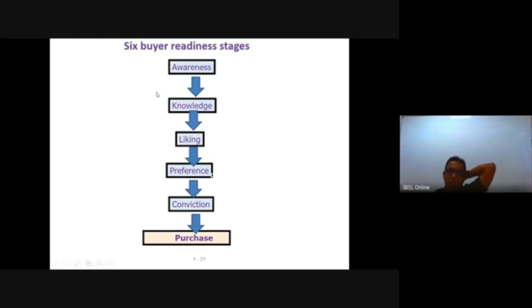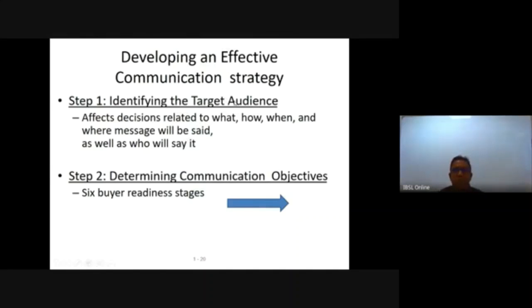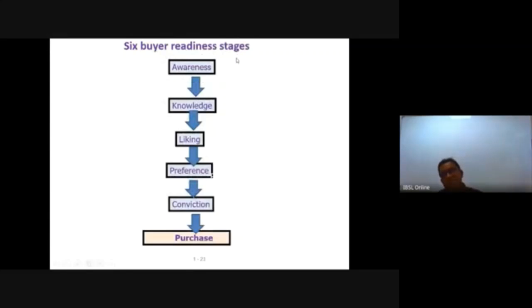So the 6 buyer's readiness stages are important. This is the basic level, just aware of the product. There are some customers in this stage, and some who have come to this level, and this level, and this level. To complete the purchase, your potential customer may have reached these levels gradually. So depending on the communication objective and which readiness stage the customer is at, your message will have to be designed in such a way.